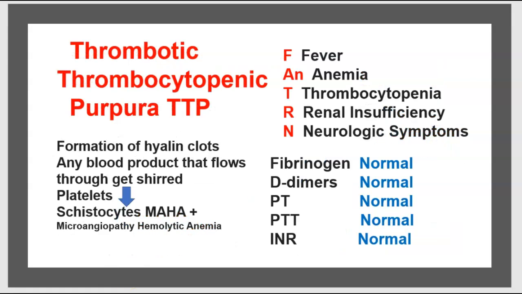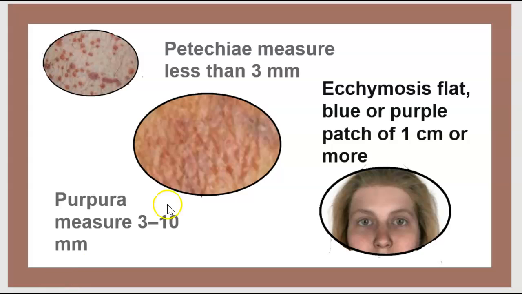TTP, thrombotic thrombocytopenic purpura. What is purpura? Let's start with the definition. Purpura measures between 3 to 10 millimeters. Petechia is less than 3 millimeters, and ecchymosis is more than 1 centimeter. Purpura is between them.